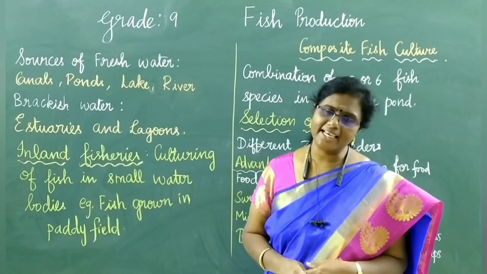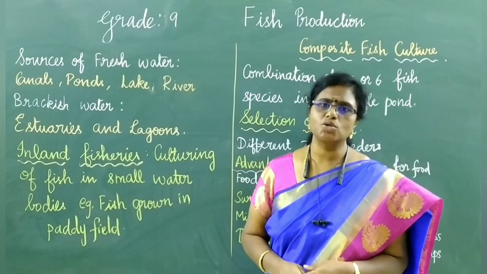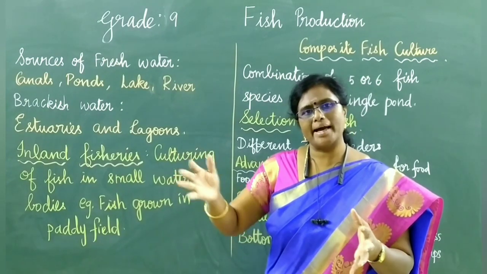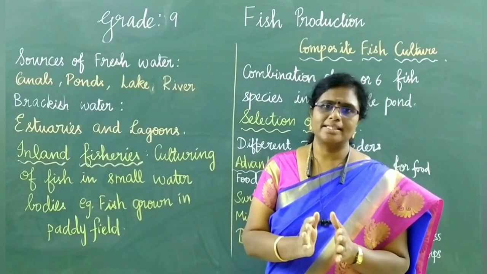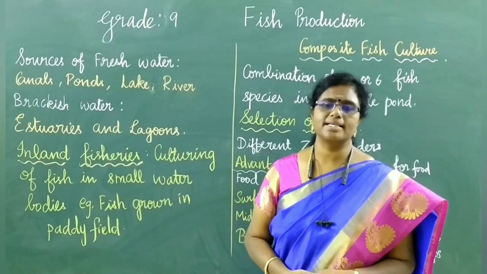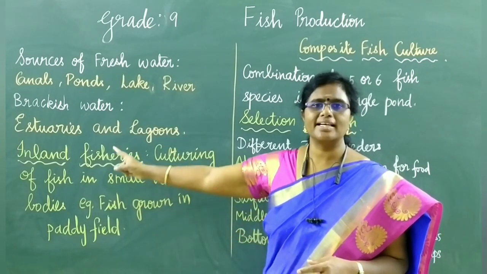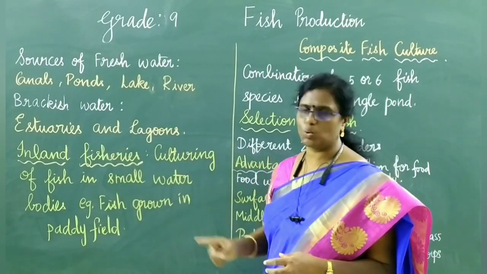So what is brackish water? Brackish water is a water where fresh water and marine water mixes. That place we call it as a brackish water. So example for brackish water, we can write it as estuaries and lagoons.